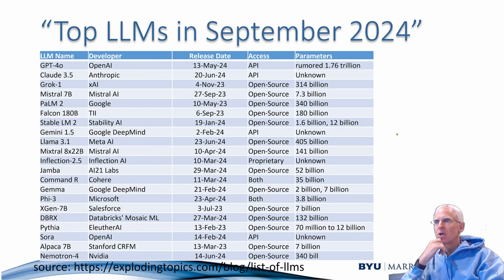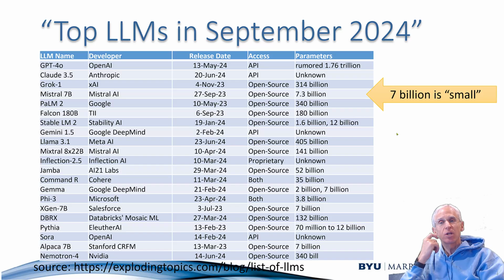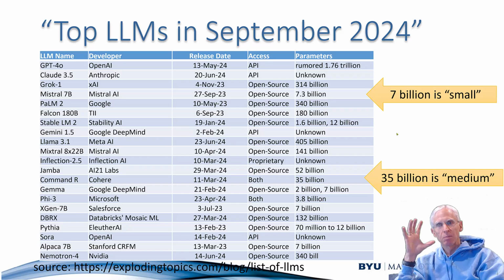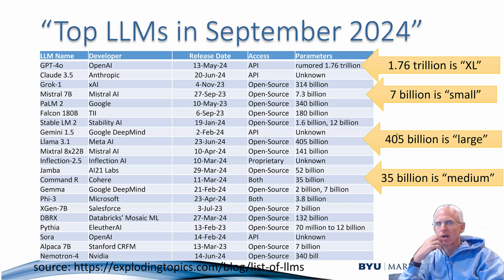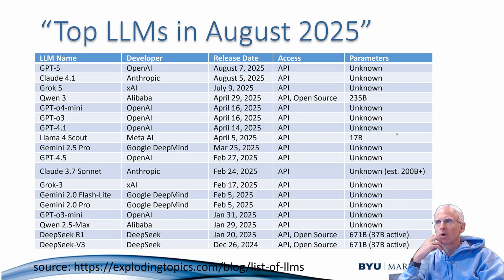Here are some top large language models from September 2024. The top of the pack here was the GPT-4o model. Back in 2024, 7 billion was a small model, 35 billion was kind of medium, and 405 billion was a large model. That's the perspective here, again back in 2024. Extra large was 1.76 trillion. GPT-4o kind of broke rank with other models at that point, but not anymore.